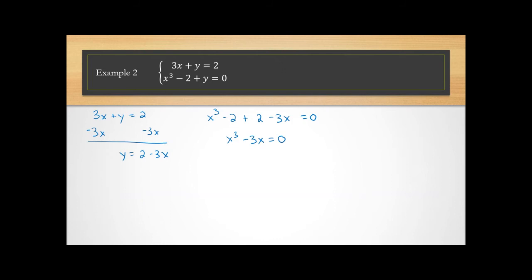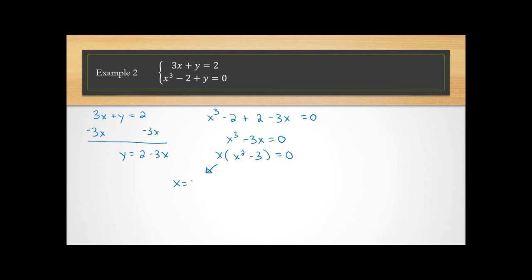Now we need to solve a polynomial. So when you're solving a polynomial that's equal to 0, you want to factor. So here I can factor out an x, that is my greatest common factor, which leaves me x squared minus 3. So I have x times x squared minus 3. Now x squared minus 3 can't be factored.